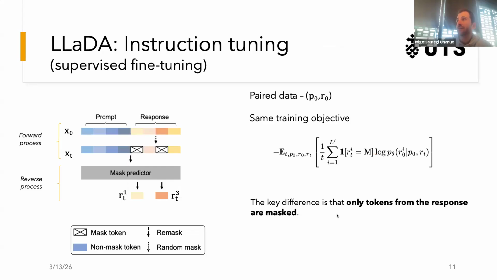Then they also show they can do instruction tuning. Once you've done pre-training, there is the supervised fine-tuning stage. In supervised fine-tuning, what you usually have is a pair of a prompt with a response. Now it's not just unsupervised, it's supervised. The objective function is almost identical. The thing is that you never mask tokens in the prompt; you only mask tokens in the response, and then the rest works identically. That's the only difference between pre-training and instruction tuning.